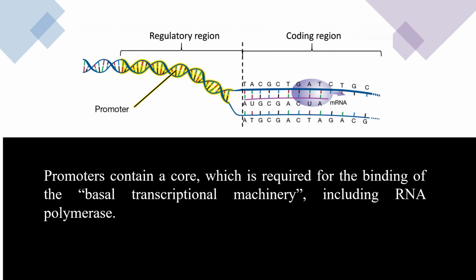The promoter contains the sequences to which the transcription machinery will bind, and then this is the coding region, followed by the coding region which will be copied by messenger RNA.